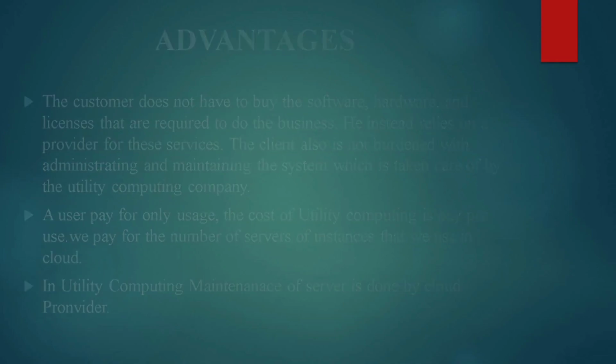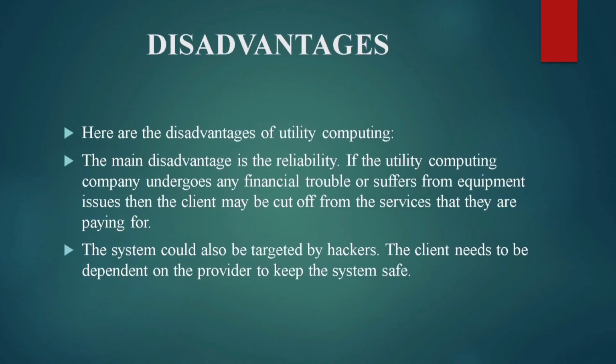Then the next point is disadvantages of utility computing. Here are some disadvantages of utility computing. The main disadvantage is reliability. If the utility computing company undergoes any financial trouble or suffers from equipment issues, then the client may be cut off from the services that they are paying for. The next disadvantage is that the system could also be targeted by hackers. The client needs to be dependent on the provider to keep the system safe.